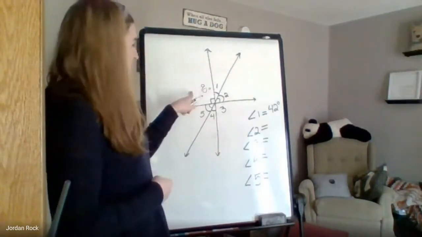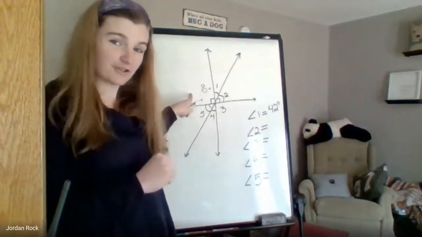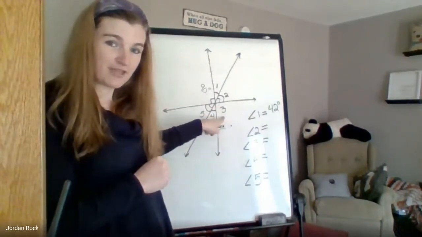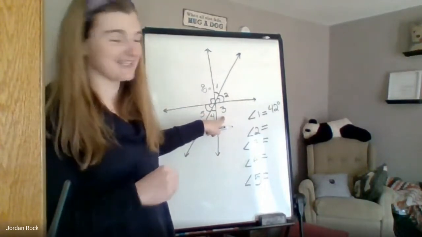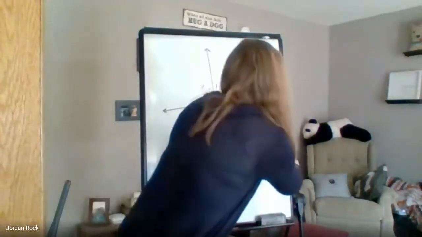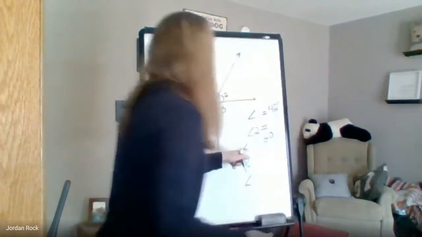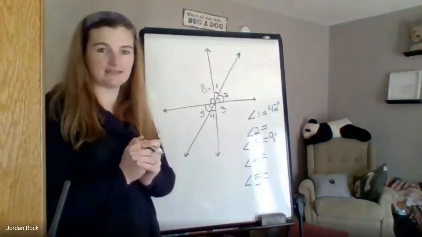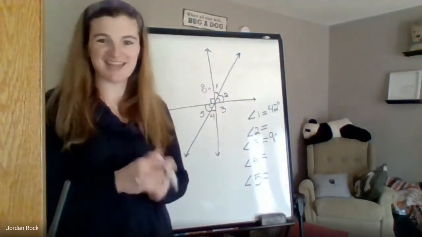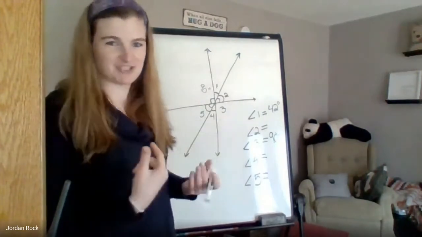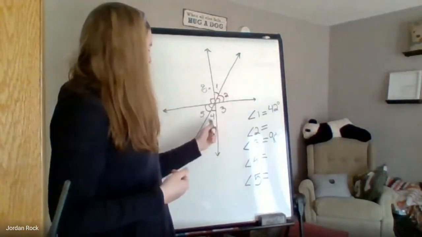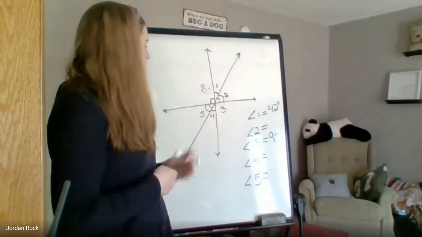So I know that this is 90 because of vertical angles. Number 3 has to also be 90 degrees. So I'm going to fill that in over here. This has to be 90 degrees. Angle 3 is going to be 90 degrees. Okay, so now let's start looking at the other information I have. I have angle 1, 2, 3, and 4. Oh, sorry, 4 and 5.